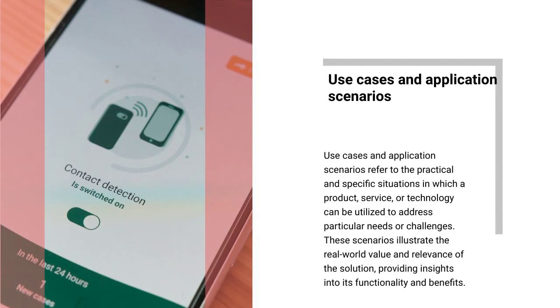Use cases and application scenarios refer to the practical and specific situations in which a product, service, or technology can be utilized to address particular needs or challenges. These scenarios illustrate the real-world value and relevance of the solution, providing insights into its functionality and benefits.